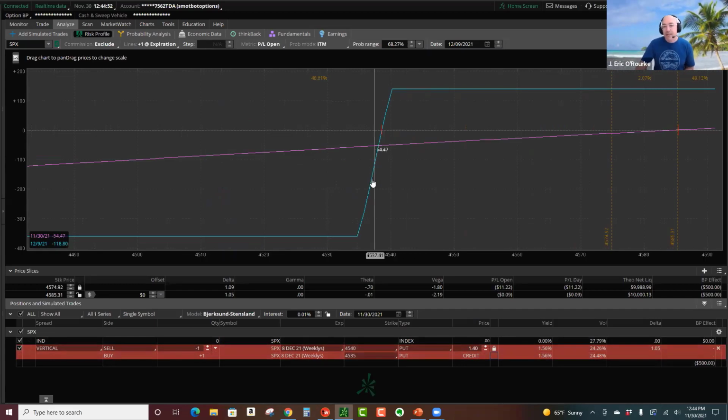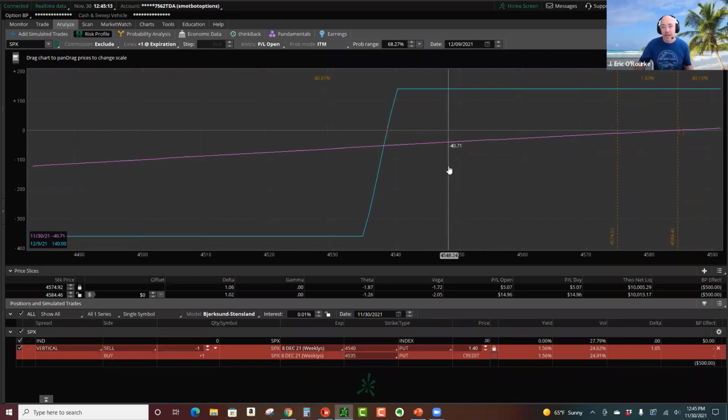Okay, so here's the same trade, but we've moved the strikes lower. Since this is a little bit farther out of the money, the credit is going to be less because it's a higher probability. Our win rate over time should be higher. However, the risk we're taking on is also higher. If we're collecting $1.40, now we're risking $360.